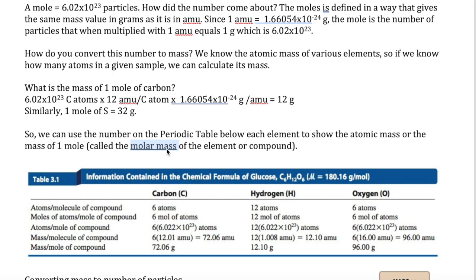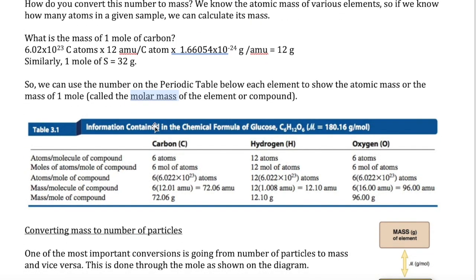Molar mass here means just the mass of 1 mole of something. Now what about if you have compounds or molecules? Well, just the same way as when we try to calculate formula mass or molecular mass, we have to add all the different atomic masses together.